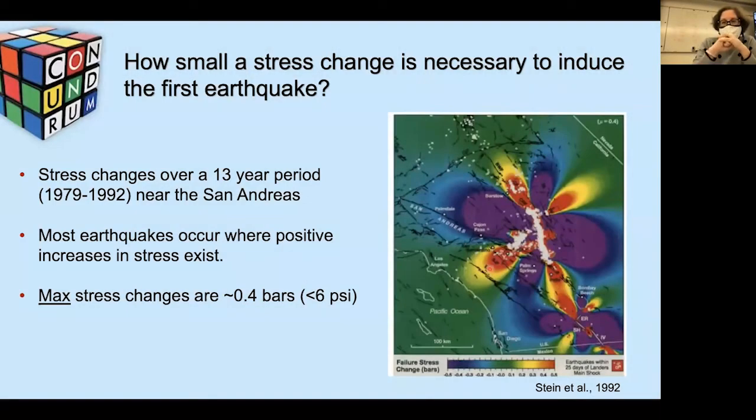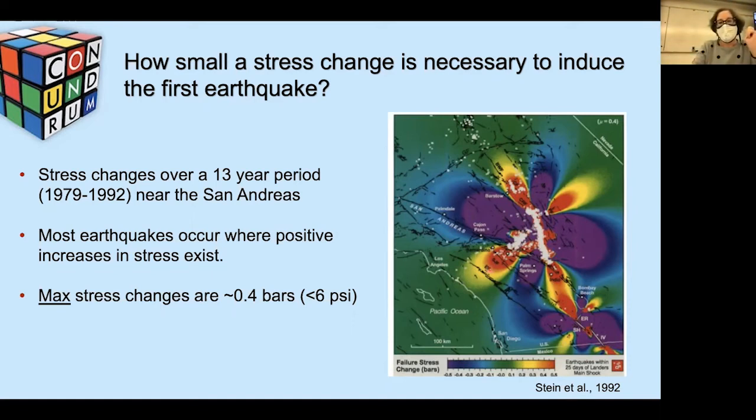All right, now, an original question, which was naive, and we're gonna go fast, is how small of a stress change is necessary to induce the first earthquake? Well, we know from aftershock sequences that the answer is not much. And in fact, for induced earthquakes in the Fort Worth Basin, the answer appears to be not much.